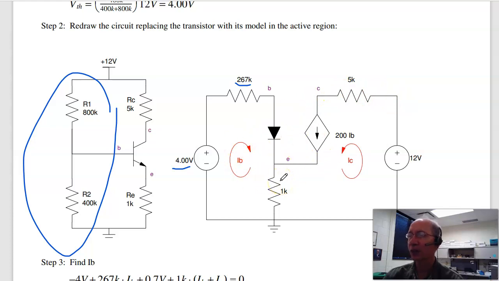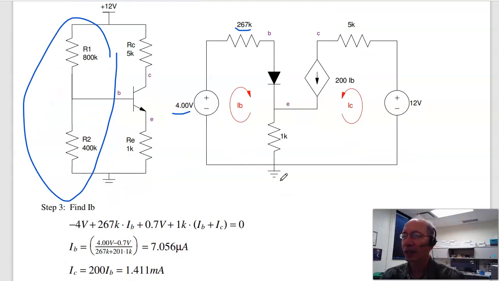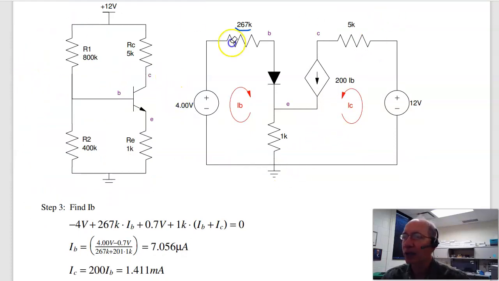Once you have the circuit equivalent, I can now analyze it. To find the base current, I just write the current loop equation around IB. So that's minus 4 plus 267K times IB plus 0.7 plus 1K times IB plus IC equals 0. Plus IC is 200 IB.